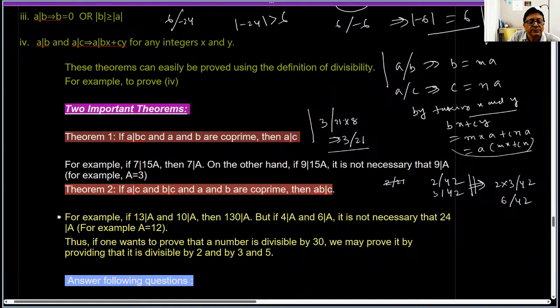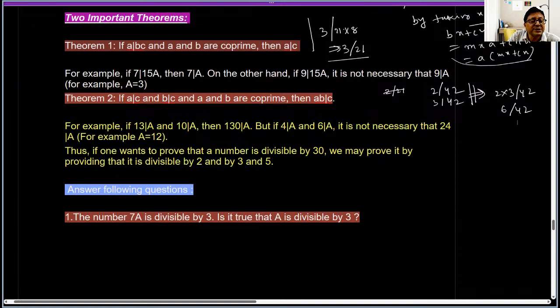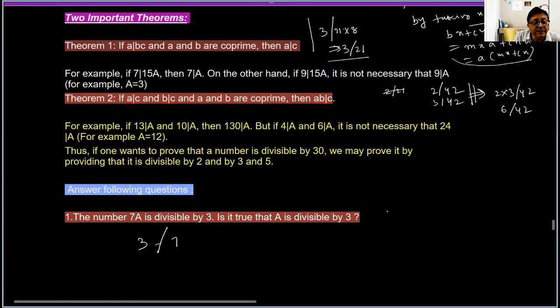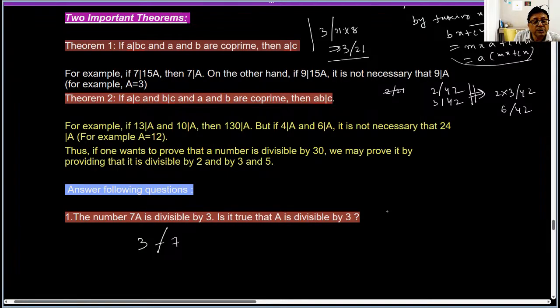Clear? Understand? Now answer these two questions. The number 7a is divisible by 3. Is it true that a is divisible by 3? Of course, because 3 does not divide 7. So 3 divides 7a must imply that 3 divides a. Isn't it clear?